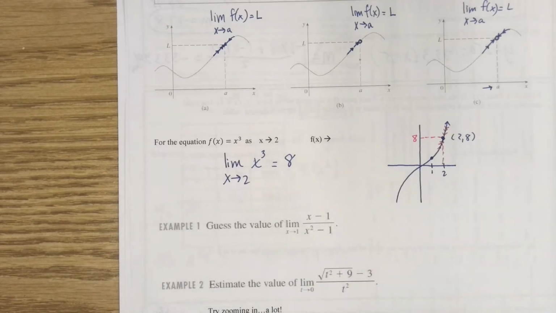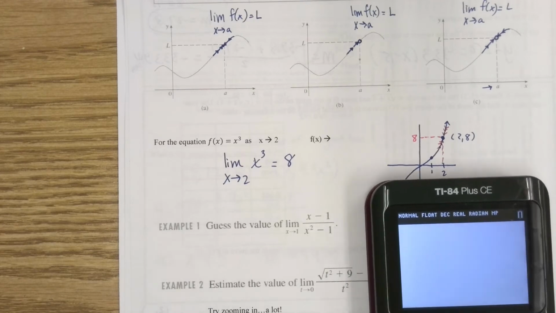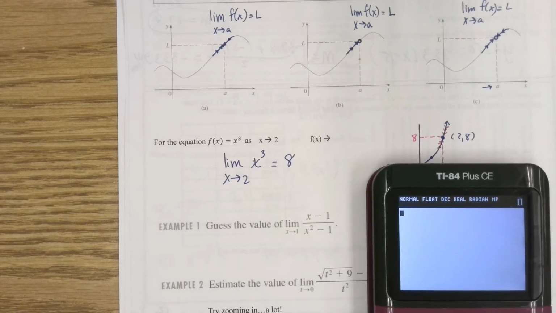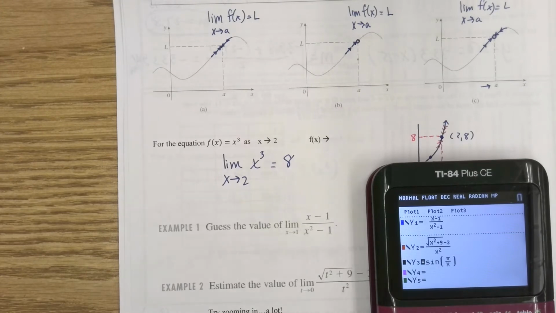It could be a vertical asymptote, it could be a hole, and we'll learn about finding those algebraically later on in the next section. But for today, we're going to explore this with the graph, with the graphing calculator. So we're going to go ahead and graph this. I'm going to go to my y equals, and just to save us time, I already have this equation in here.